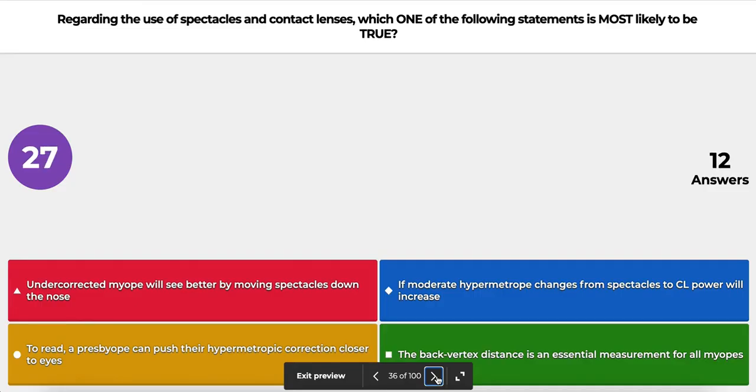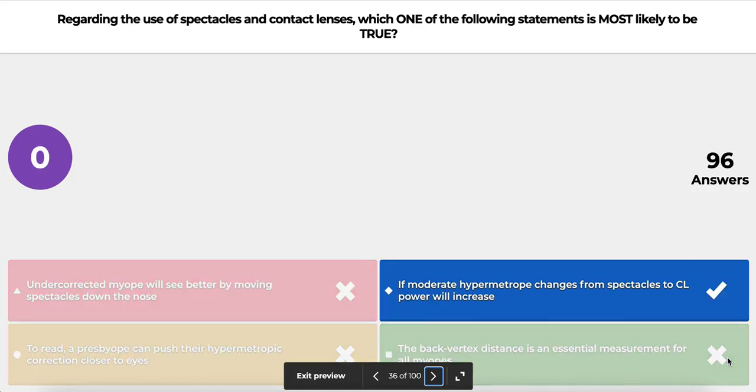The next question asks about the use of spectacles and contact lenses. Which one of the following statements is most likely true? A: Uncorrected myope will see better by moving the spectacle down the nose. B: If a moderate hypermetrope changes from a spectacle to a contact lens, the power will increase. C: To read, the presbyope can push their hypermetropic correction closer to the eyes. D: The back vertex distance is an essential measurement for all myopes. Okay, B is the right answer.